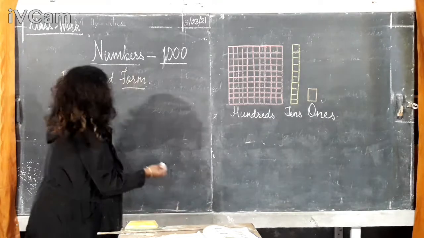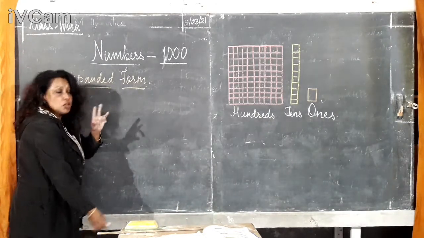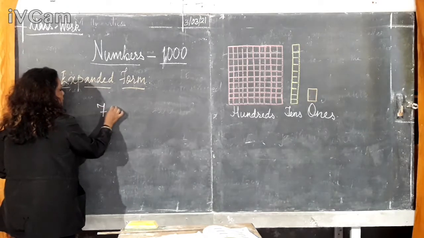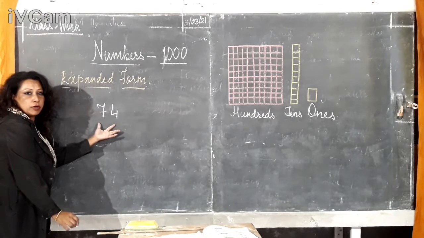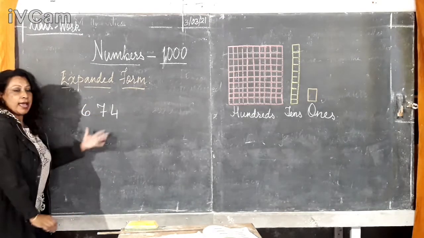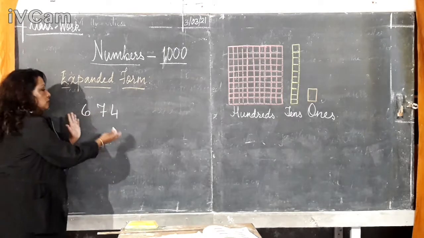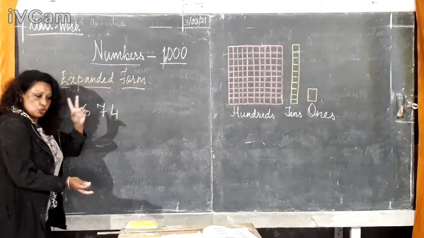Now this expanded form also we have done with two-digit numbers. We just have to add now. Here I just want to add one more number and make it three-digit numbers. But the way you do it is the same as what you did for two-digit numbers.